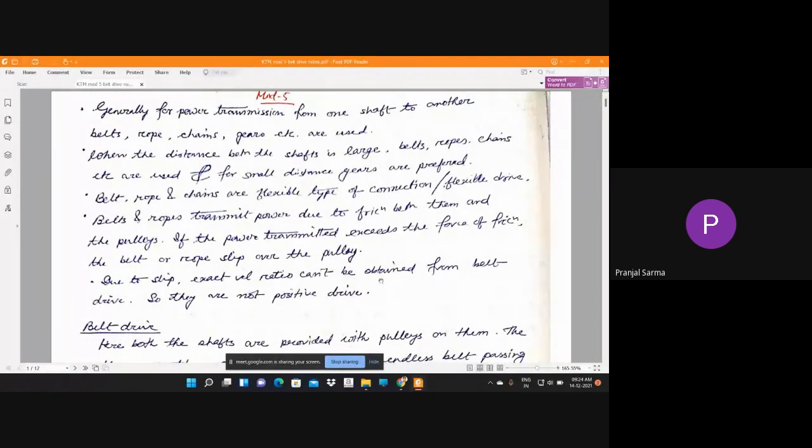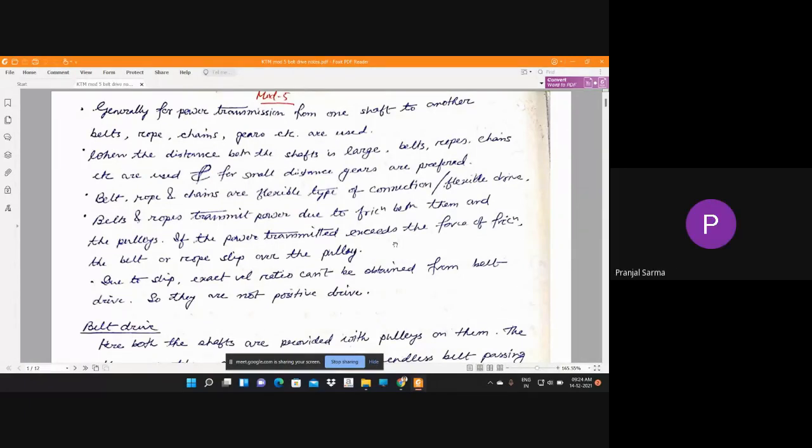Yes, sir. So any confusion up to the last module? No, then we'll move ahead with the next module. So is my screen visible? Yes, sir.